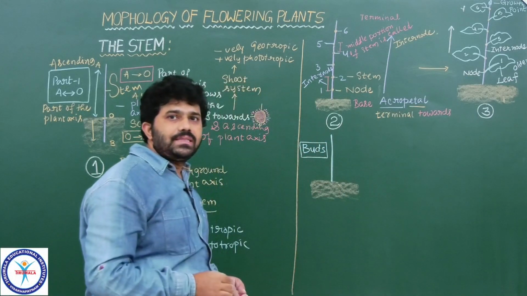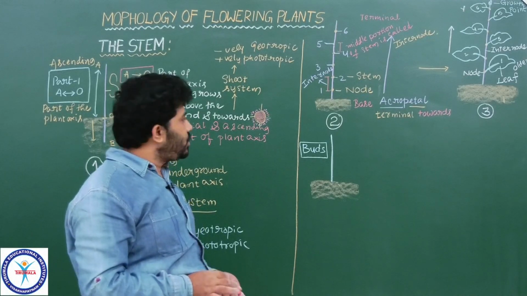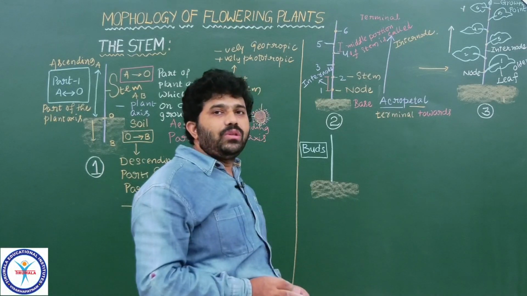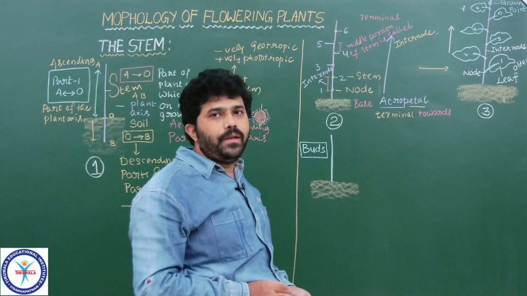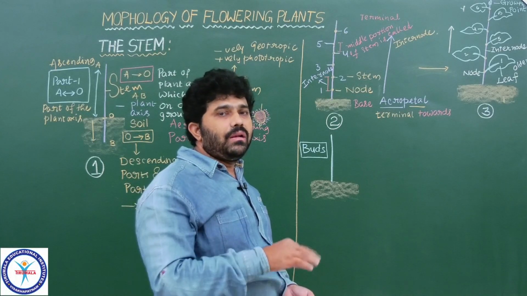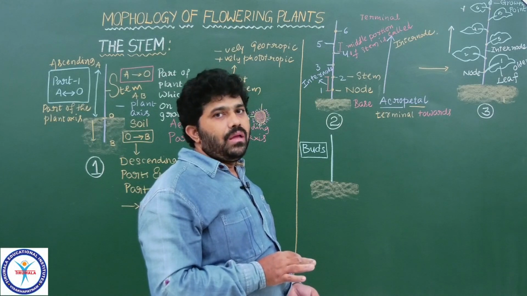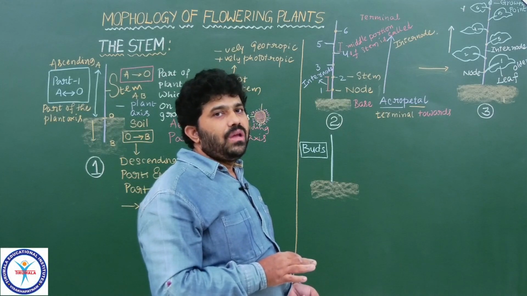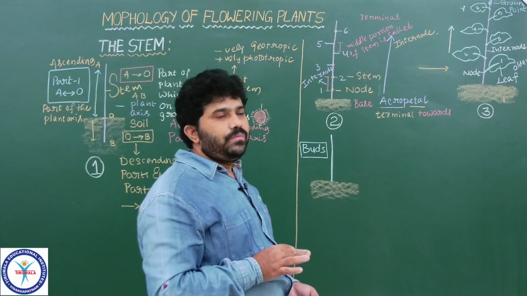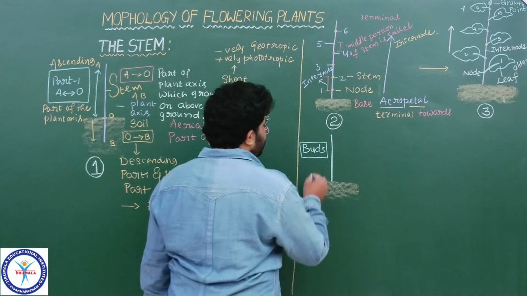Buds are defined as young, immature, underdeveloped, compact shoots. These buds also develop near the nodal regions, but their production is done in a special region which we call the axillary region and the terminal region of the stem. Understood?